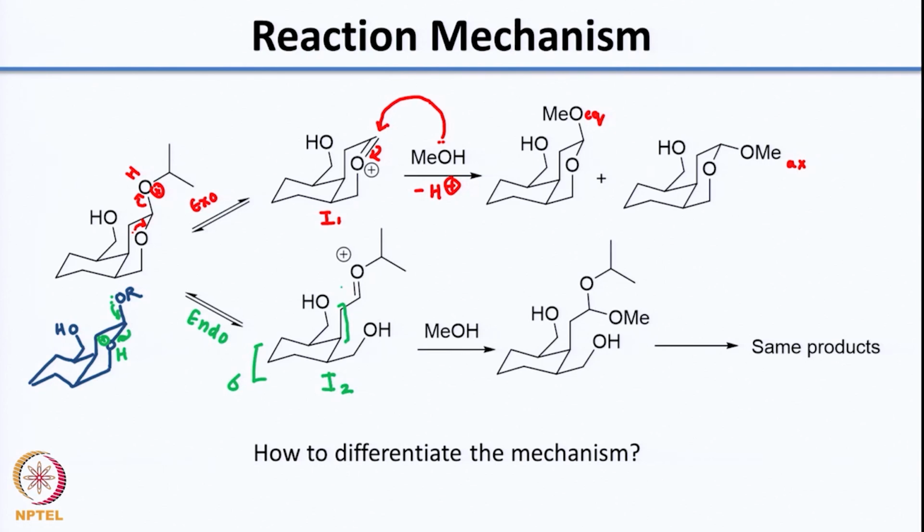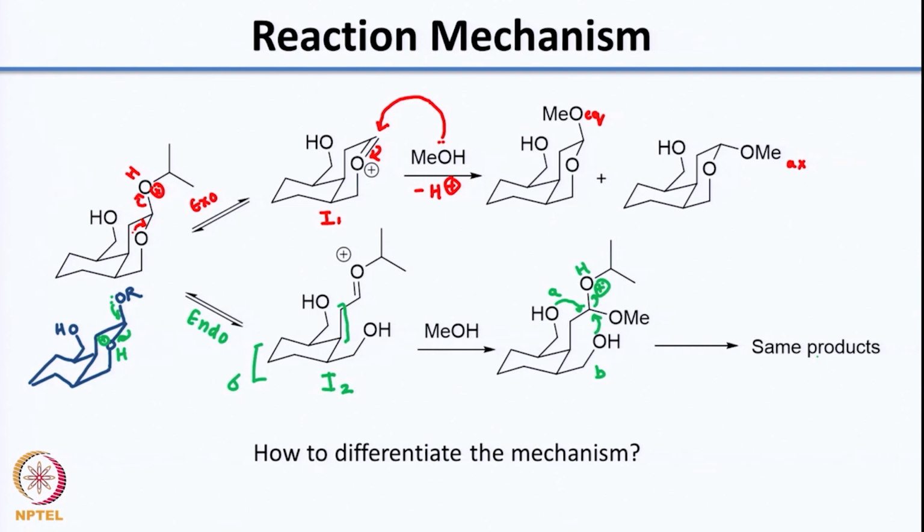Now in the next part of the mechanism, what is happening? You have your methanol adding in here. Once the methanol adds in, you can again think of a protonation here, and either of these OH groups, so this could be A or B, can add in to give you again the same products. So you will not be able to distinguish the products based on this model substrate, because essentially you are getting the same product.